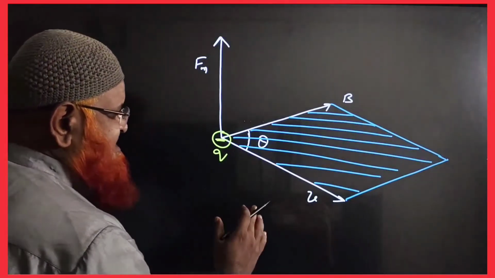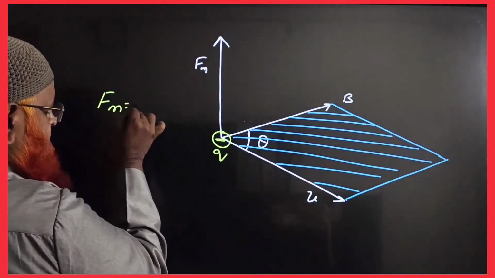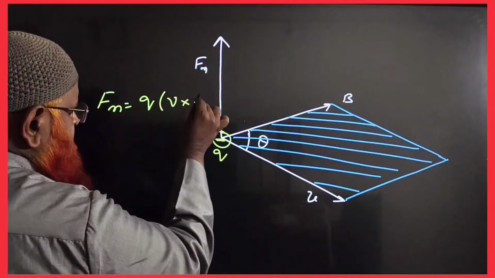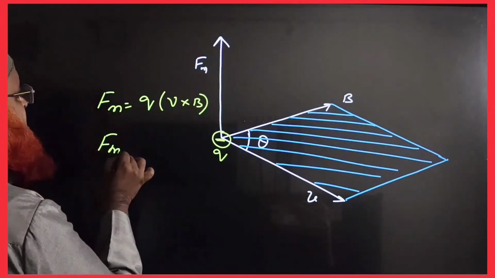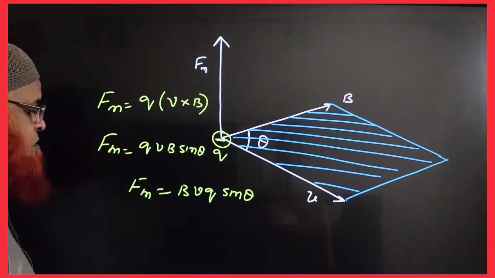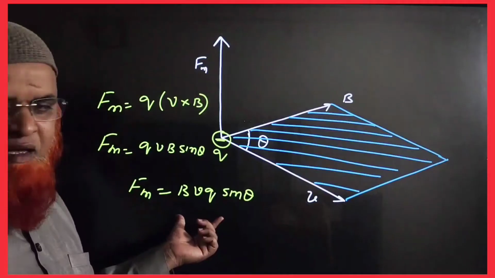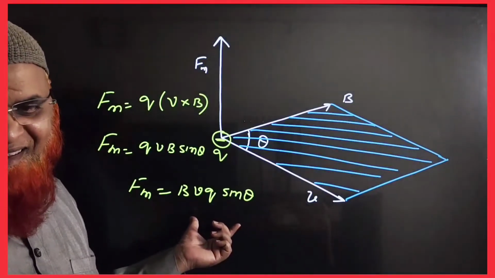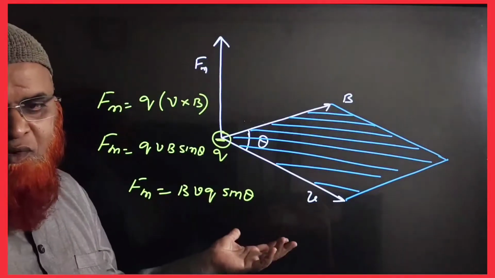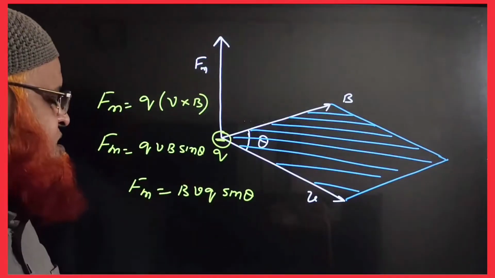As this is a vector product of vectors, the force due to magnetic field is Q into V cross B. So the force due to magnetic field is nothing but Q V B sin theta. So remember this word, BVQ sin theta. So this is sin theta here.